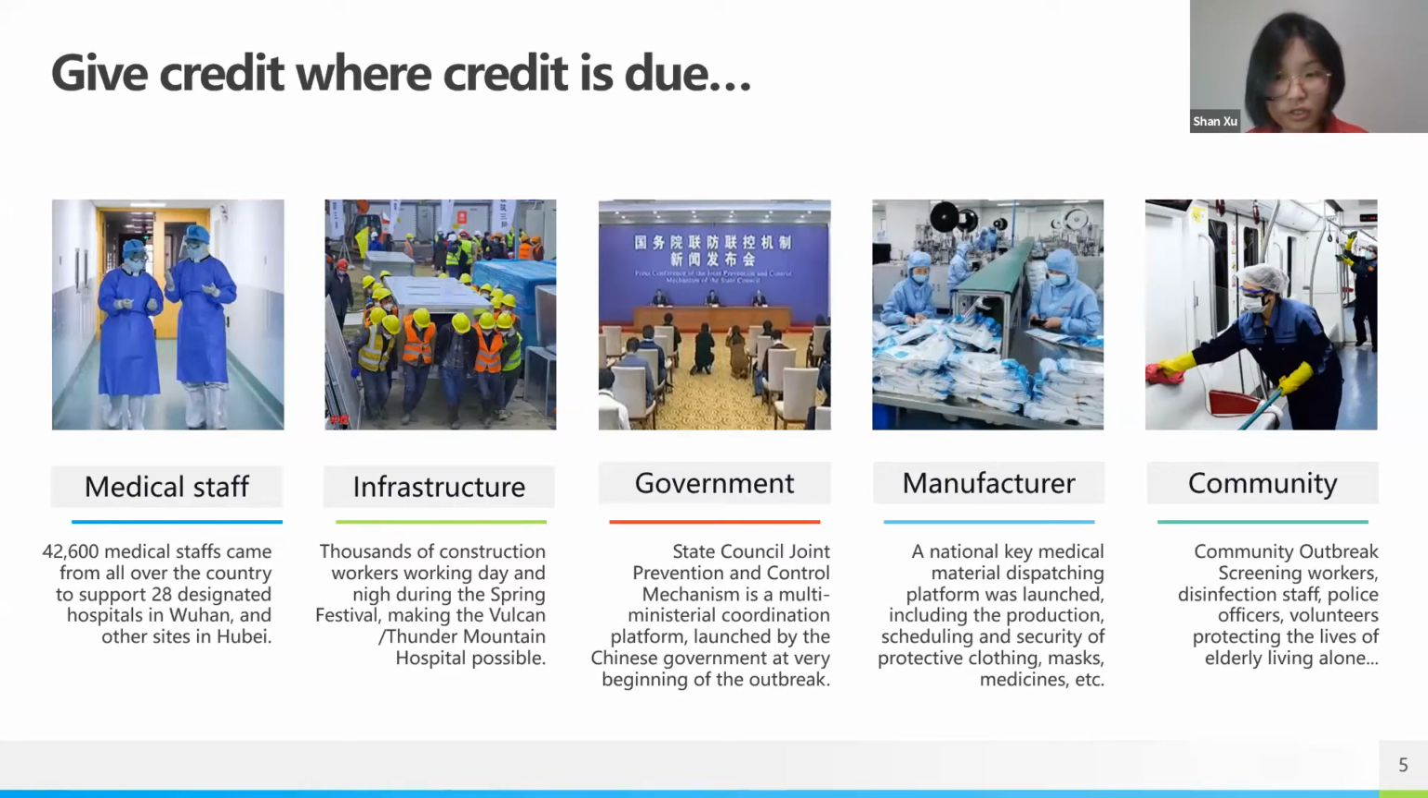And also the manufacturers supporting medical production, as well as the community workers and volunteers. Their tiny but important actions, just to sum up, make a huge change to protect the lives around us. So we can say that it is the result of everyone working together.